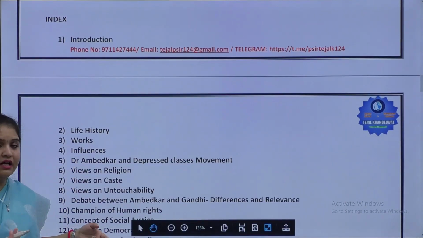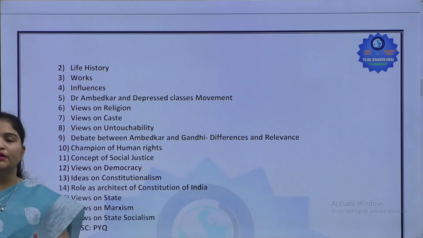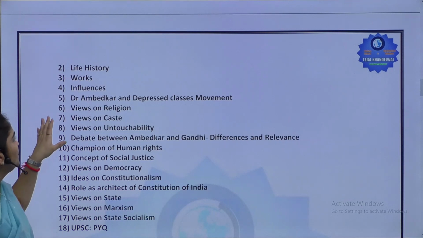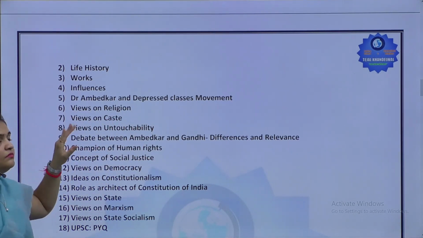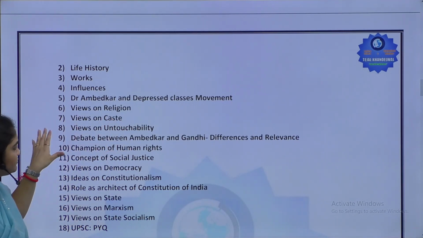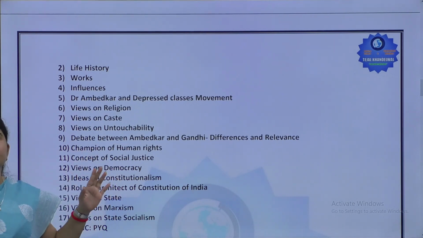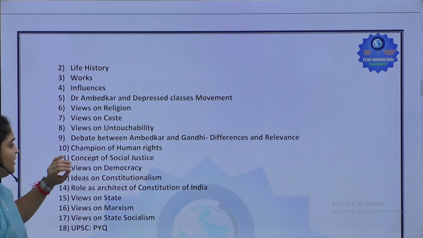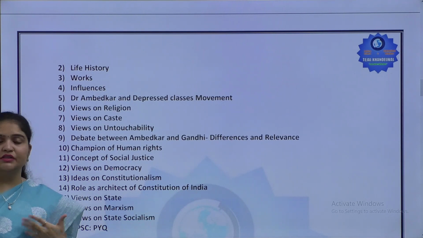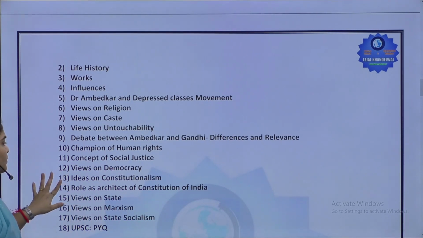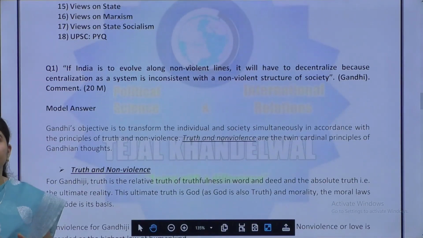And Ambedkar has been asked very frequently now. So yes, his life history, you have to historically know what steps he had taken, how he had thought, how he got involved in the movement for the oppressed classes, his works, his influences, the depressed classes movement that he has led, his views on religion, Hinduism, his views on Buddhism, then his views on caste, his views on untouchability, what is the difference between Gandhi and Ambedkar, what the present debates say about the relevance of these differences academically, how he is a champion of human rights, what is his concept of social justice, comparing it with Rawls, views on democracy, his idea of constitutionalism, which has already been asked and is very applicable in paper 2 as well, his role as architect of the Constitution of India, his views on the state, what he thinks about Marxism and state socialism. So comprehensively this has to be covered.